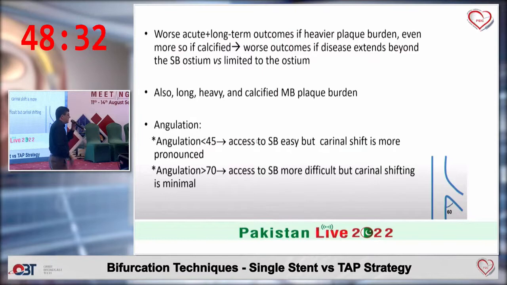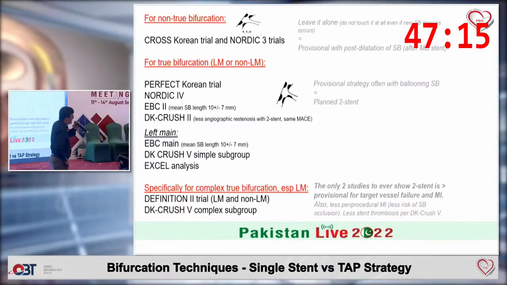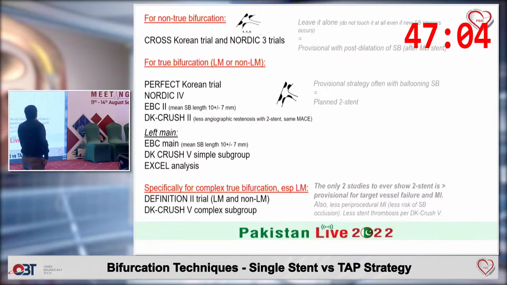If you can add, you're more than welcome during the course of the talk. So can I add now? Thank you. We'll be going on stepwise, like you said: when to wire, when not to wire, when to balloon the side branch, when not to. In the due course of the lecture, we will go through the steps, and then you can enlighten us upon those steps as well.